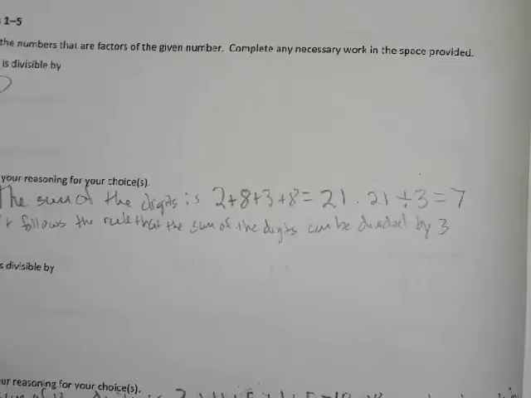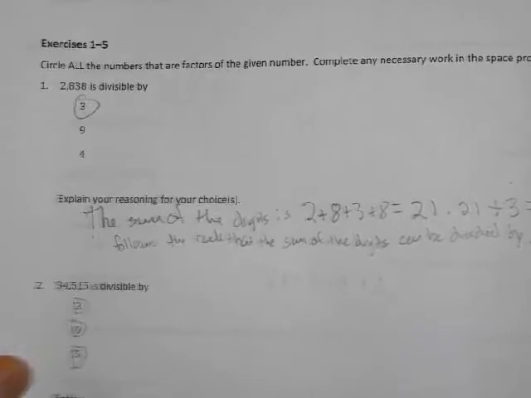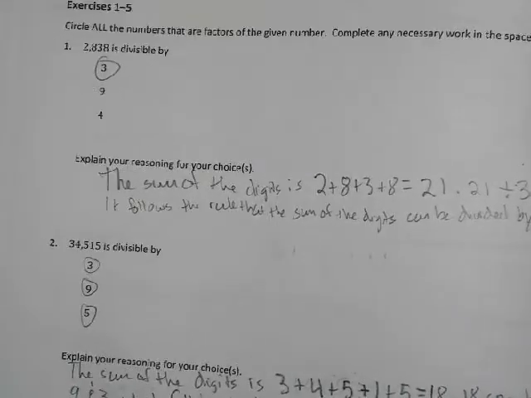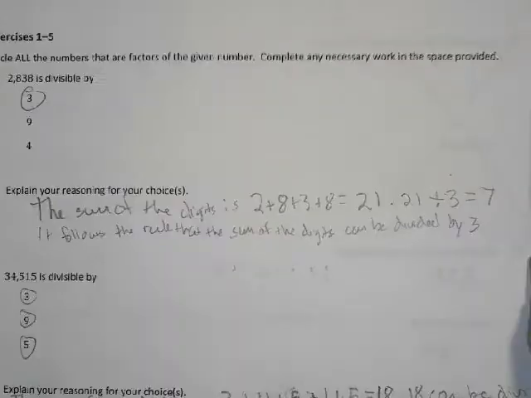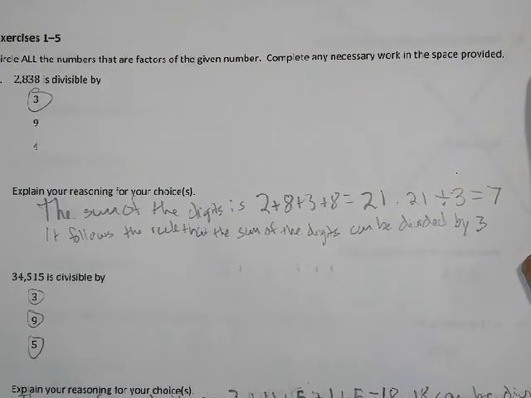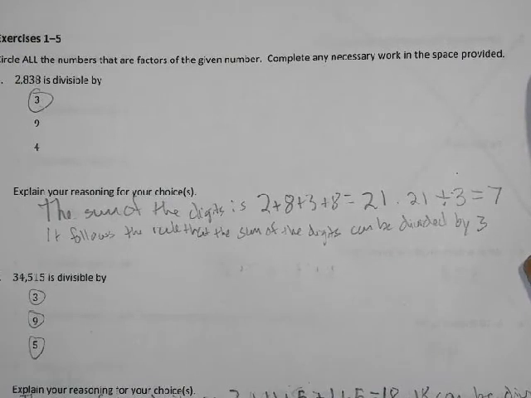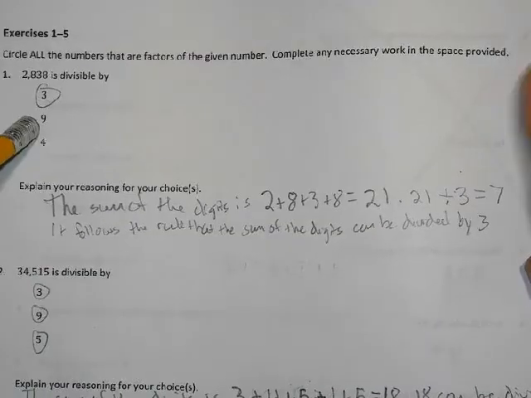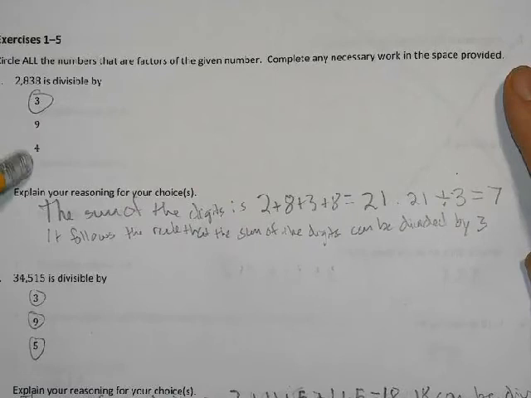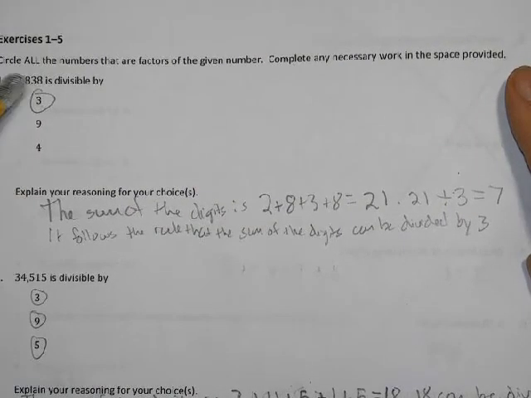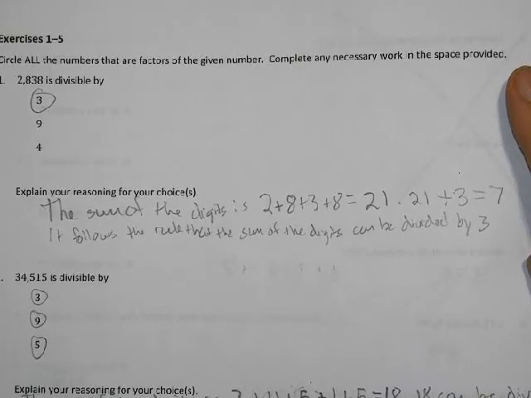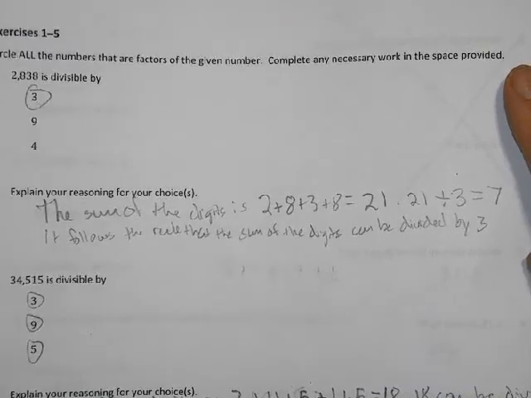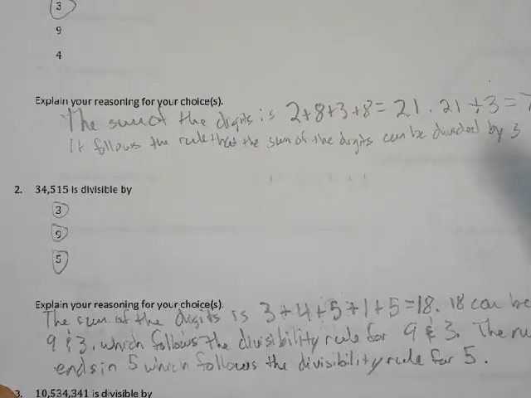Your answers for your exercises. So number 1, you should have only circled 3. And the reason that you would have only circled 3 is that the sum of the digits is 21. And 21 can be divided by 3. It cannot be divided by 9. And then for 4, my last two digits are 38, and 38 cannot be divided by 4. That's why you can't divide by 4. You only need to write what I wrote.